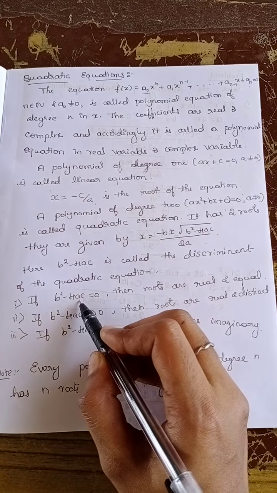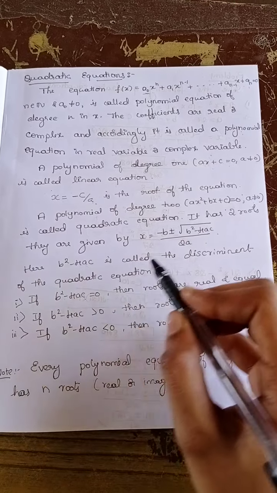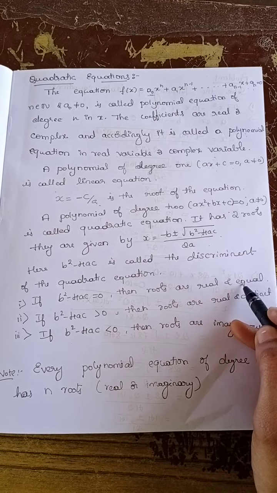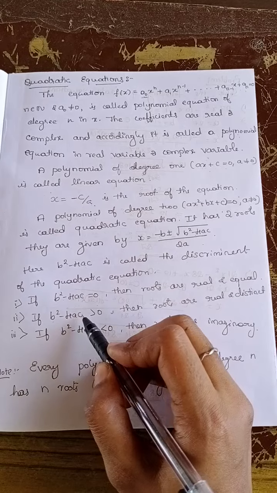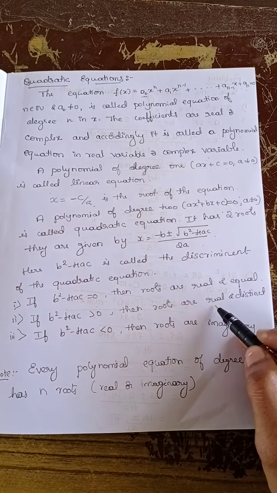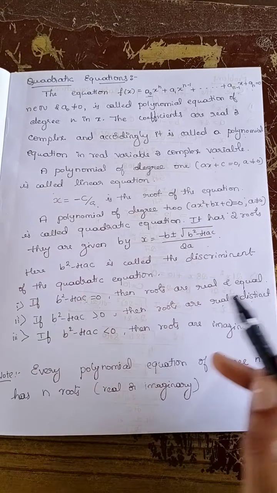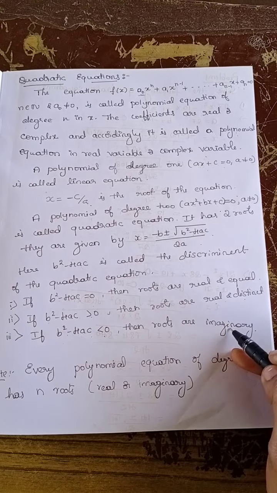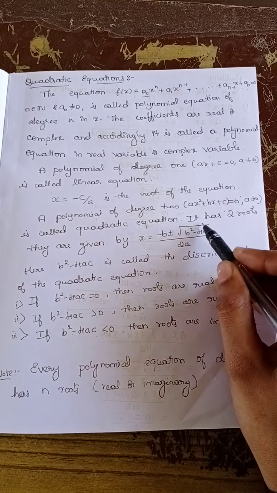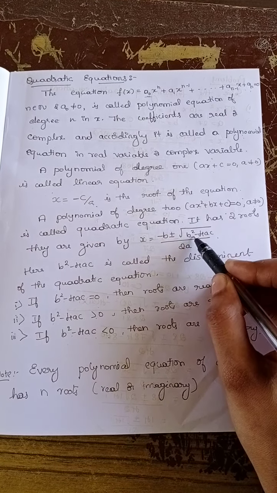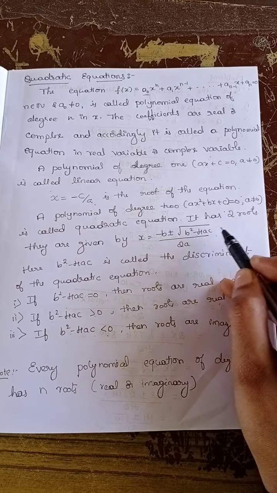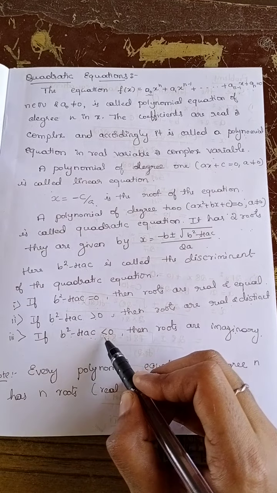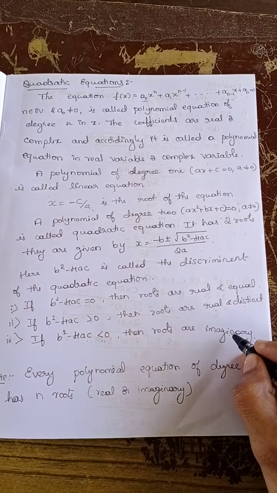Suppose b square minus 4ac is equal to 0, that means the discriminant is equal to 0, then the roots are real and equal. If b square minus 4ac is greater than 0, then the roots are real and distinct. If b square minus 4ac is less than 0, then the roots are imaginary, because b square minus 4ac less than 0 means it is negative. Square root of minus 1 is i. Therefore, if b square minus 4ac is less than 0, then the roots are imaginary.